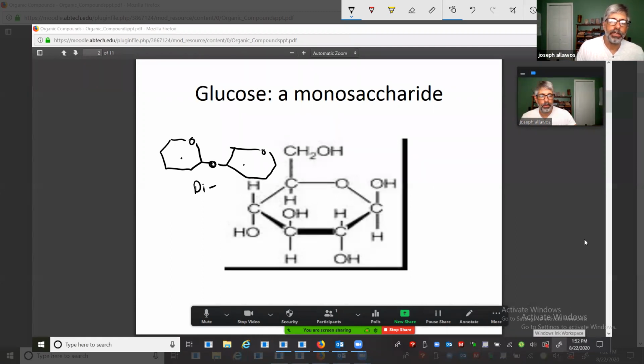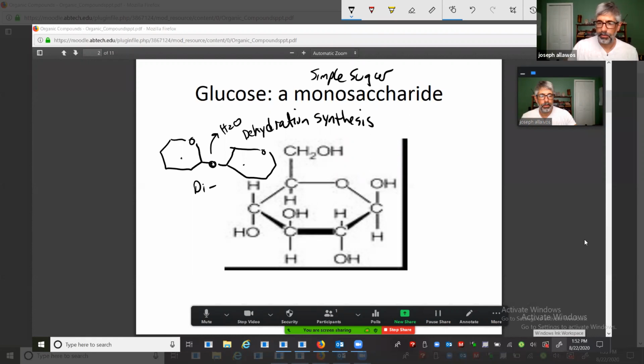This chemical reaction that occurs, you actually lose a water molecule when you do this. So you lose a water to stick two monosaccharides, simple sugars, together to make a disaccharide. This chemical reaction that occurs is called dehydration synthesis. Dehydration, to lose water.